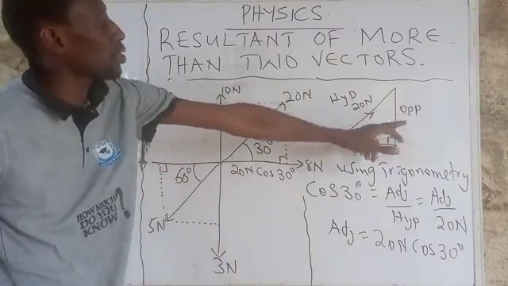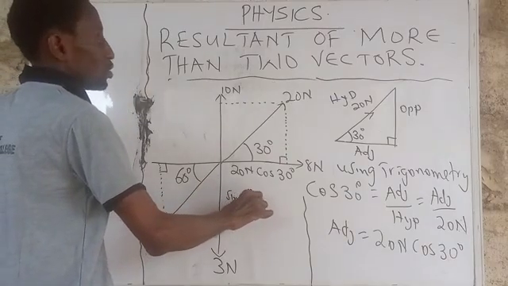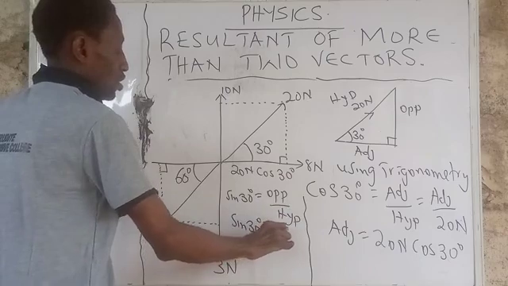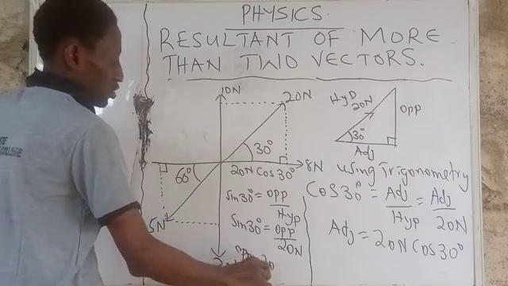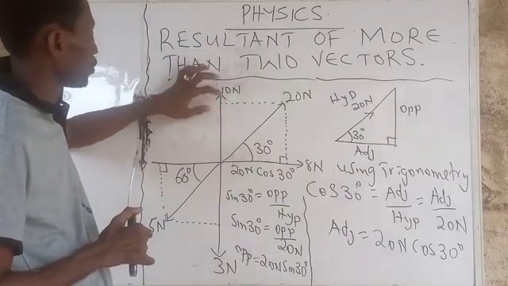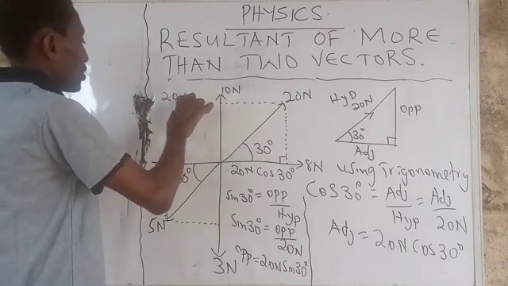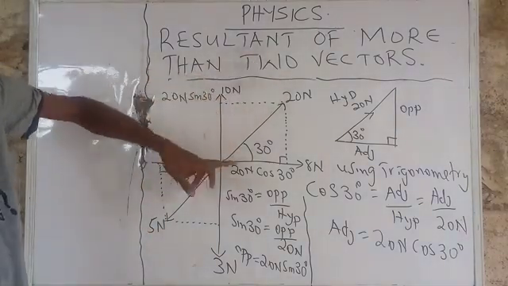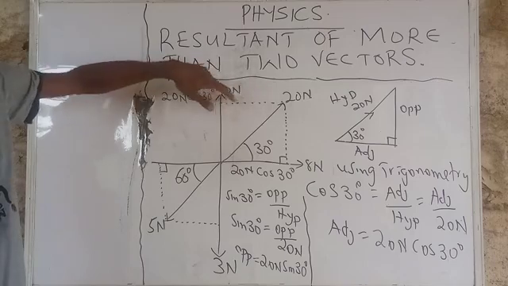Okay. So let's check for the opposite. You want to find the opposite and you have the hypotenuse with theta. So sine 30 degrees is going to be opposite all over hypotenuse. That means sine 30 degrees will be your opposite all over 20 Newton. So make opposite the subject of formula. The opposite will be 20 Newton sine 30 degrees. So that means together with this 10 Newton, this vertical component, you have 20 Newton sine 30 degrees. So that is for this 20 Newton, which has horizontal component and the vertical component. This is the vertical component and this is the horizontal component, which is the same as this.